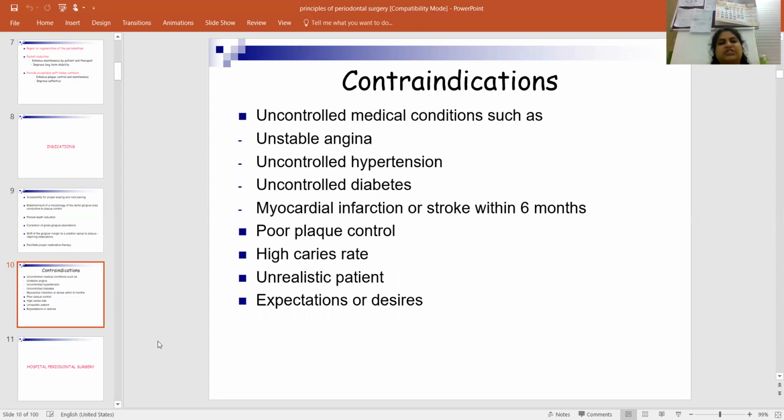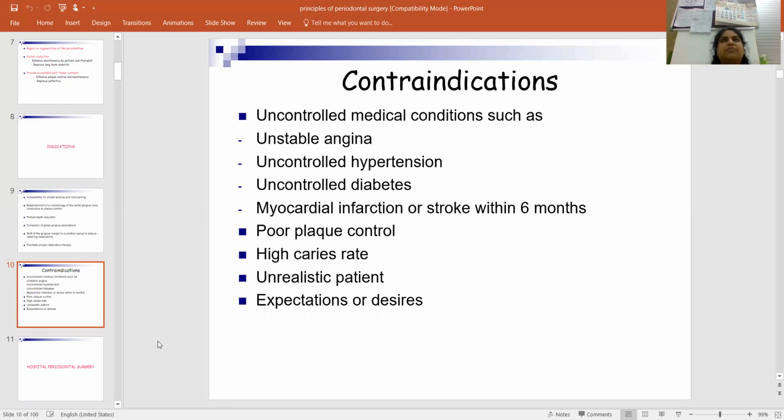And what are the contraindications? As we all know, periodontal disease is especially related to systemic disease, and there is proven evidence for the two-way relationship between periodontal disease and diseases like diabetes and cardiovascular disease. So the basic contraindications are uncontrolled medical conditions such as unstable angina, uncontrolled hypertension, uncontrolled diabetes, myocardial infarction or a stroke within 6 months, poor plaque control, high caries rate, and unrealistic patient expectations or desires.